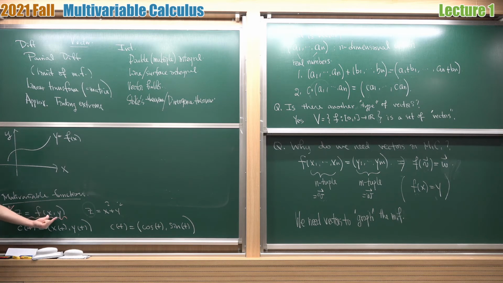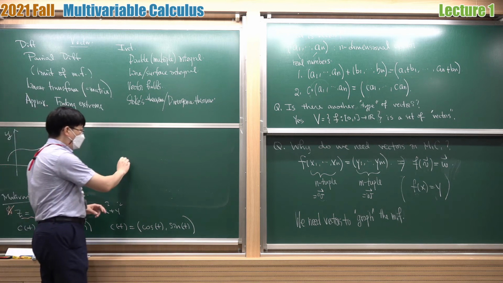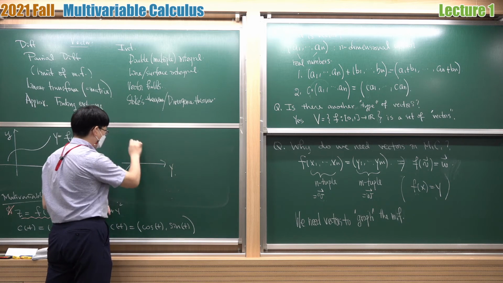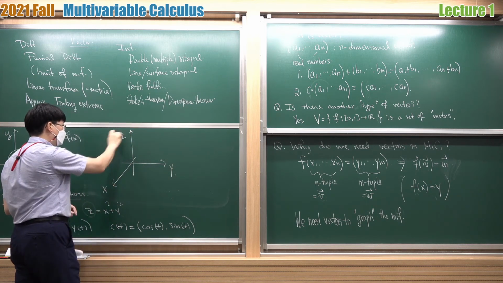We have three variables to draw in space. So x and y determine z. I need to take x and y moving independently, and then z is dependent on these two variables. Then I have to graph it in three-dimensional space.